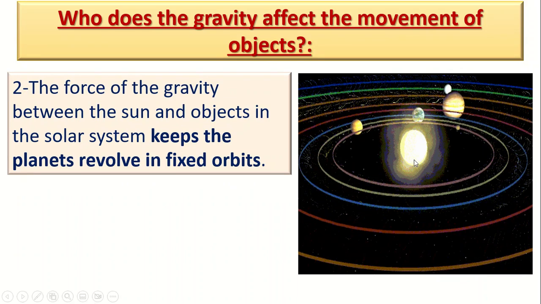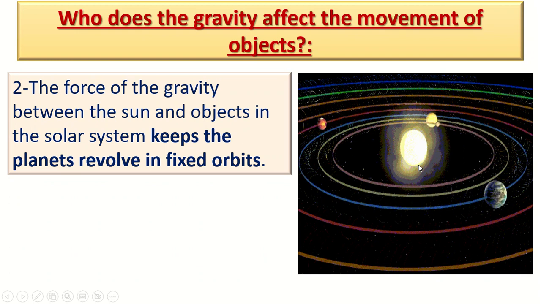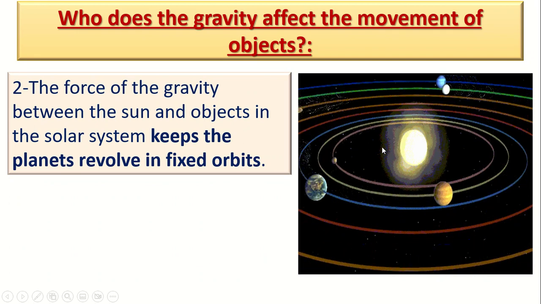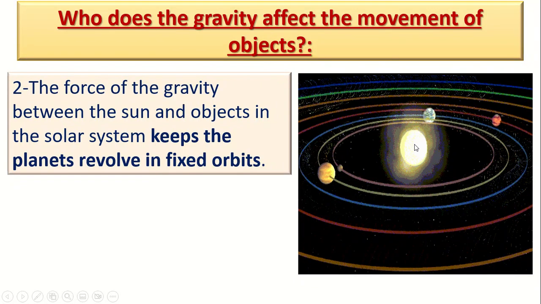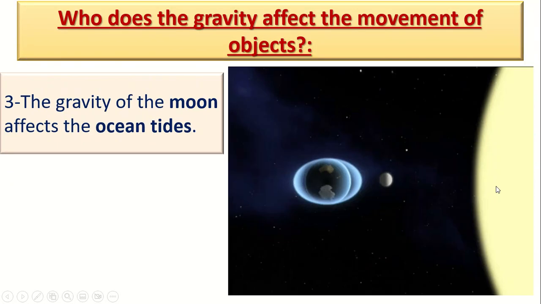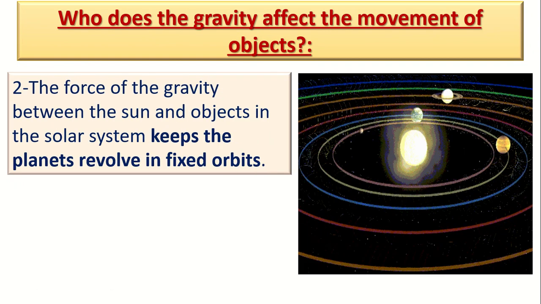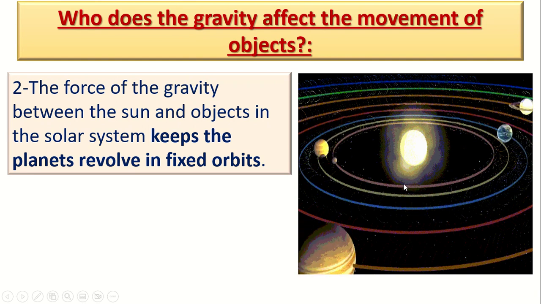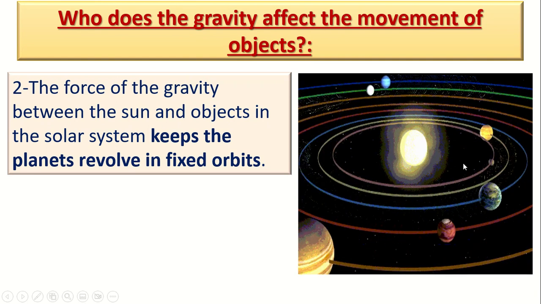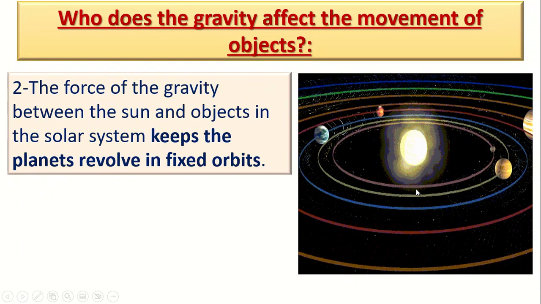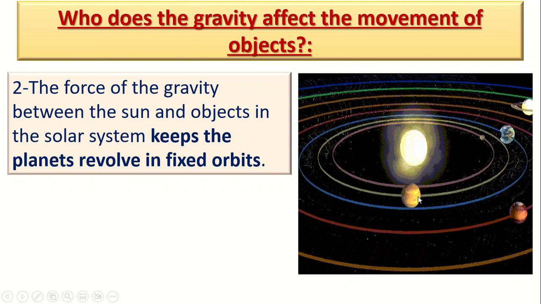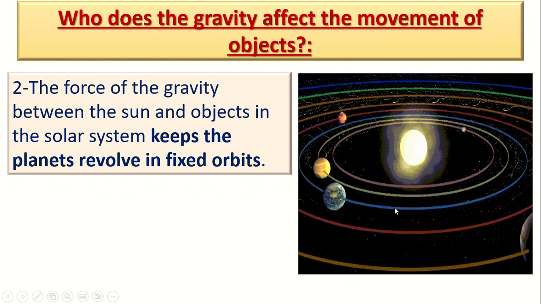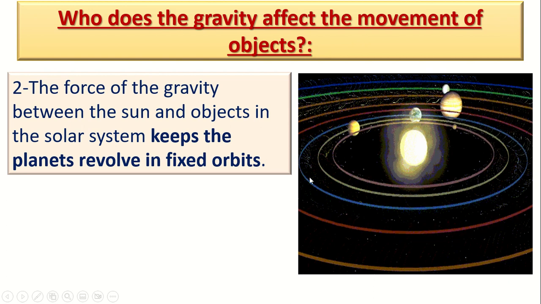The planet or the sun, which one has more gravity? Of course, the sun, because the sun has more mass. The sun is the biggest thing in the solar system and it has more mass, so it has more gravity. So it can attract or pull all the planets and make them revolve around it. What's the meaning of fixed orbit? Can you see that each planet has a circle to move in? This circle is the way the planet moves around the sun, and it's called an orbit. So the force of the sun's gravity keeps all the planets revolving around it in a fixed orbit.